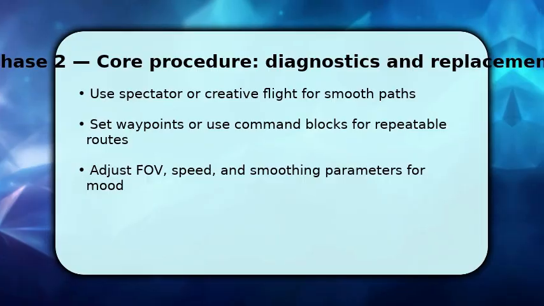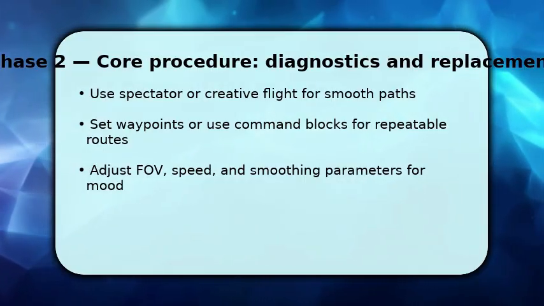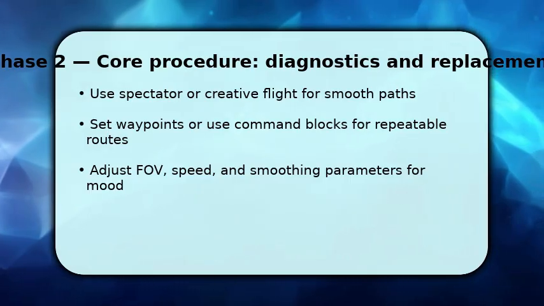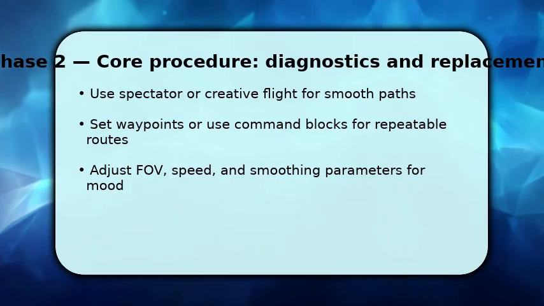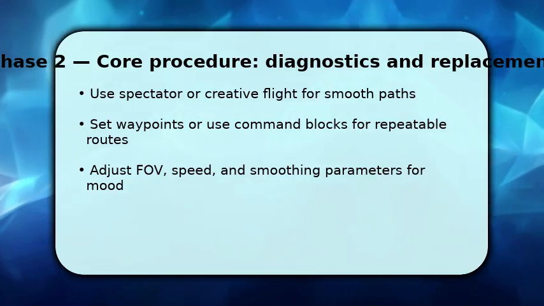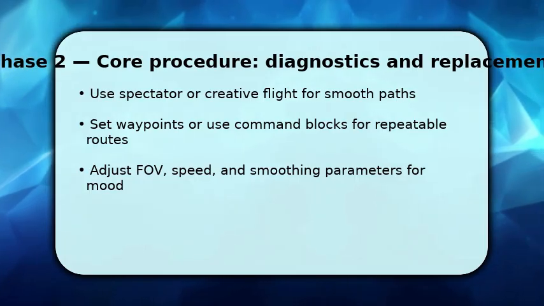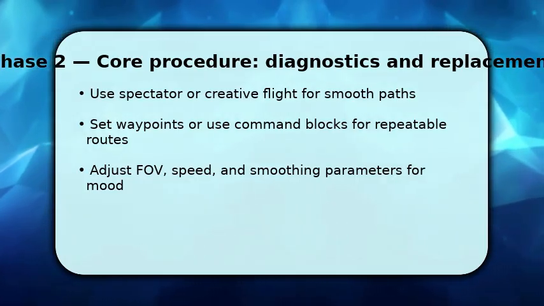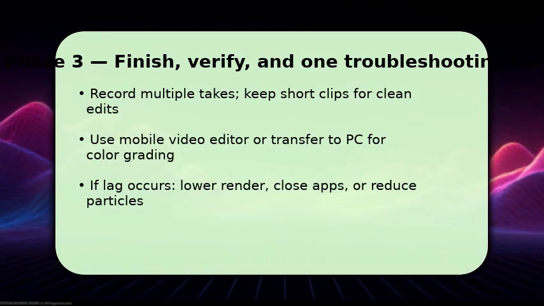Once in position, set clear waypoints, use command blocks or a camera path add-on to lock routes, and practice the path slowly. Adjust field of view to control depth and set speed and smoothing so movements feel cinematic rather than robotic. Make test passes while watching for jerk points and tweak until panning, dolly, and tracking shots feel natural and expressive.